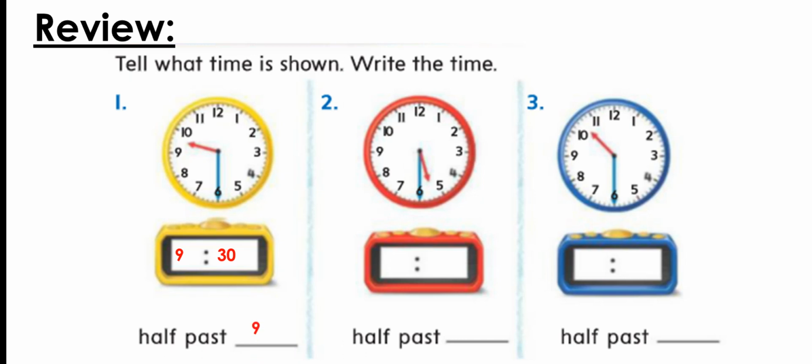9:30. For number 2, the hour hand is on the 5, so it's 5 hours and 30 minutes. So it's 5:30 or 5:30. And number 3, the hour hand is on 10. So it's 10:30 or 10:30.